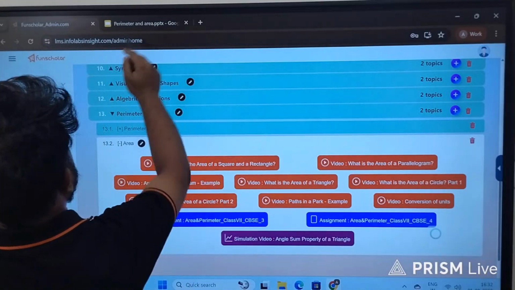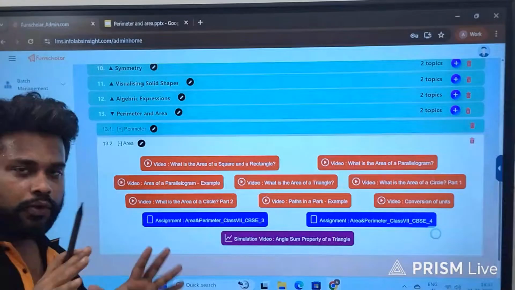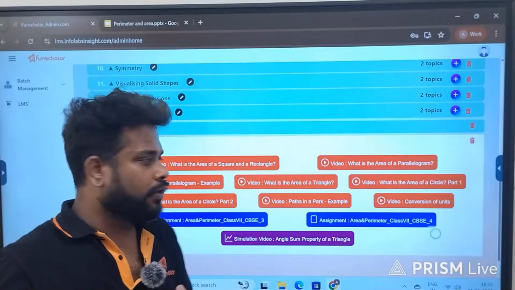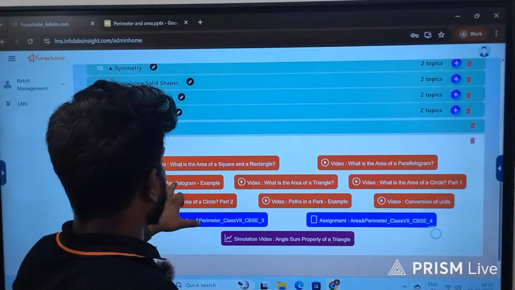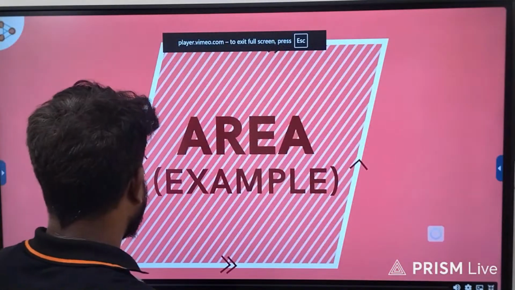Okay, before going to the next slides, let us watch a video on how we find the area of a parallelogram, or what our approach will be to find the area of a parallelogram. So, let us start the video of an area example.